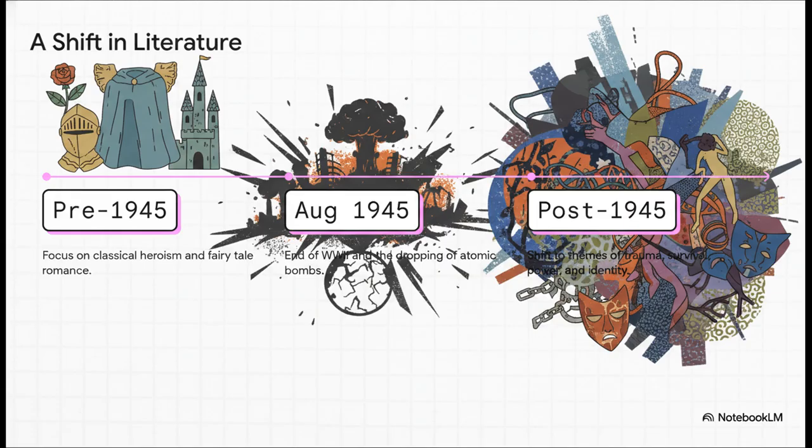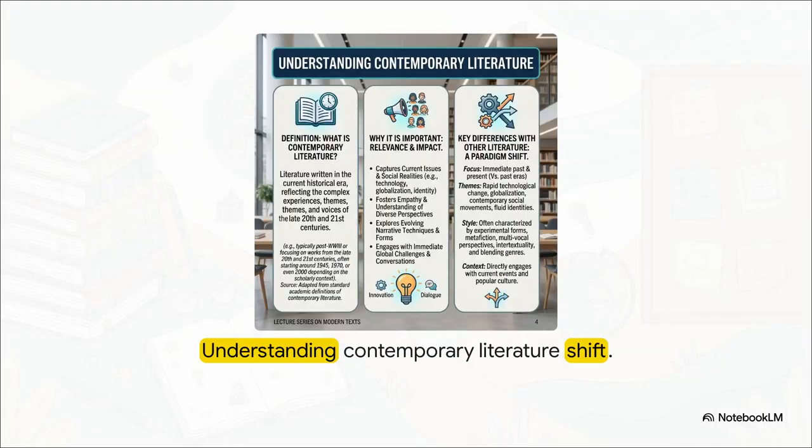Writers couldn't just focus on romance anymore. They shifted dramatically to themes of trauma, survival, the abuse of power, and complex identity. The world changed forever, and so did the stories we told. So academically speaking, contemporary literature encompasses prose, poetry, and drama published since 1945. It's defined by a hyper-focus on the real world, dealing with actual societal issues and rapid technological change. It embraces fragmentation and non-linear timelines.